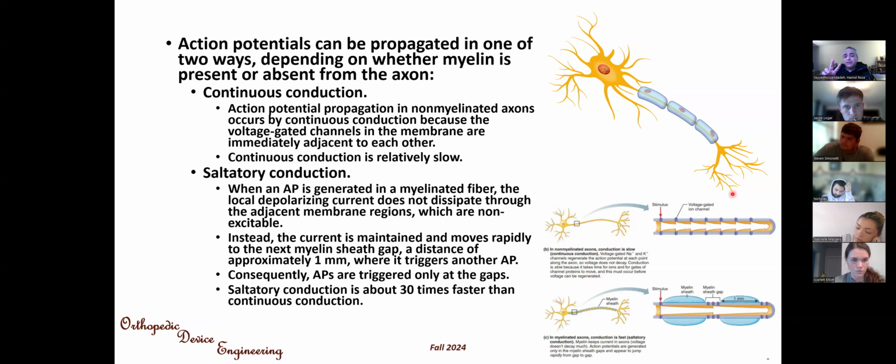We have two kinds of propagation. One is called continuous, the other one is called saltatory. The importance of this propagation is its speed, how rapidly it travels along the axon. If it travels slowly, the response produced by our nervous system will be delayed.